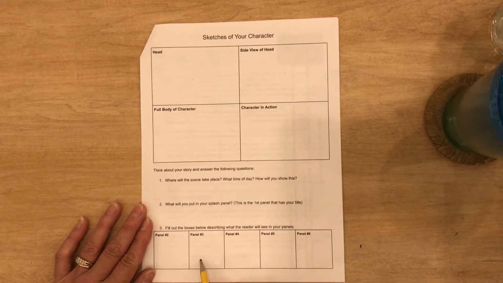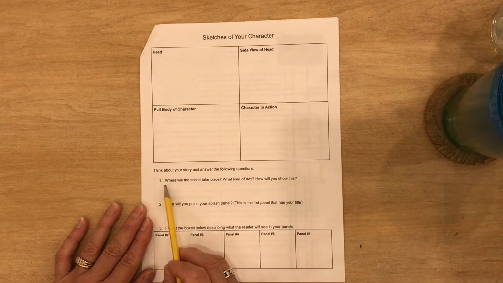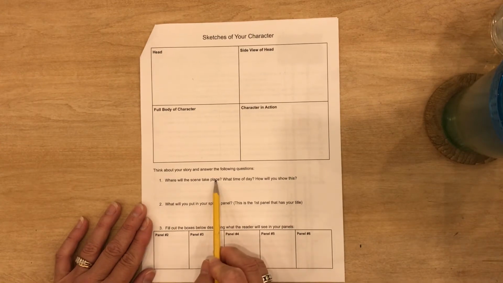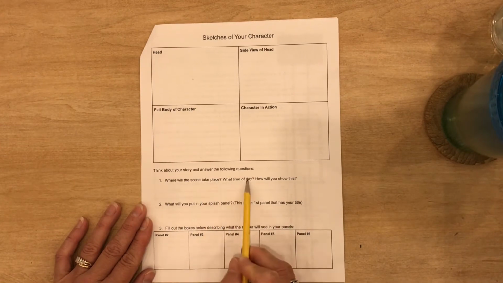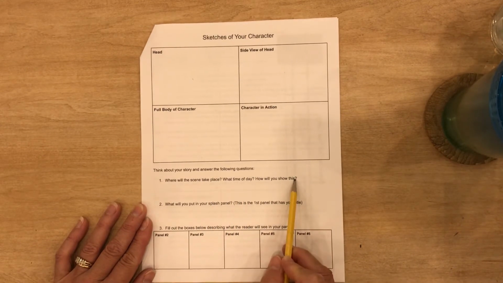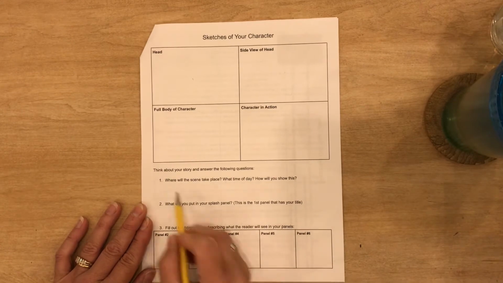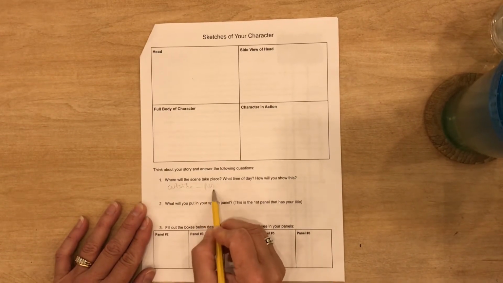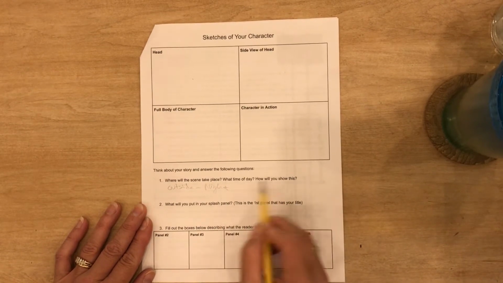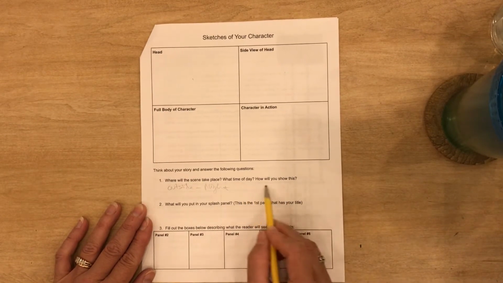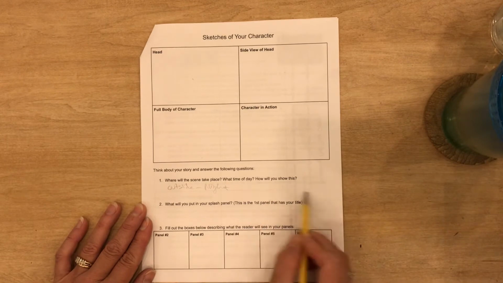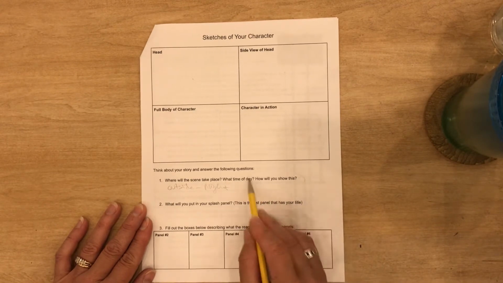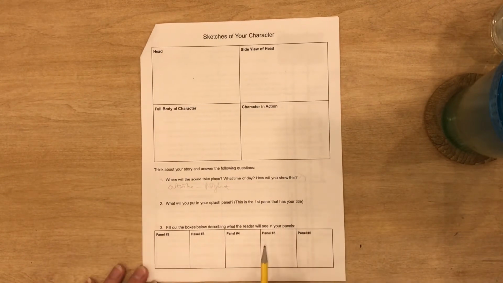In your comic idea, where is the scene taking place? Remember we talked about the setting, so what time of day and where is it taking place, and then how are you going to show this? So if it's taking place outside and it's nighttime, how are you going to show it? Is it dark out? Are there stars? How are you going to show that it's nighttime outside, trees versus inside?